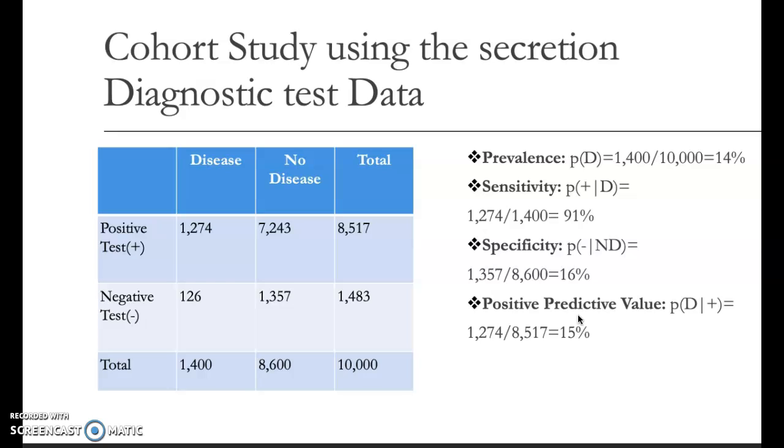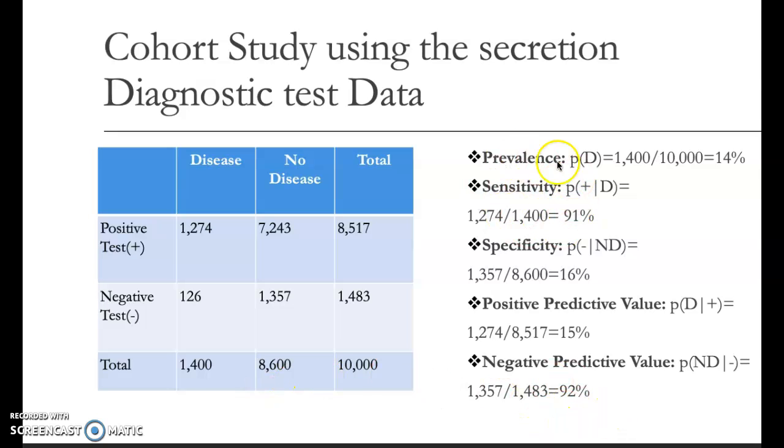Okay? And then the next thing that was calculated was the negative predictive value. The negative predictive value was individuals who do not have the disease and also tested negative, which was 1,357, divided by individuals who tested negative in general, whether they had the disease or not, which was 1,483. This concluded into 92%.